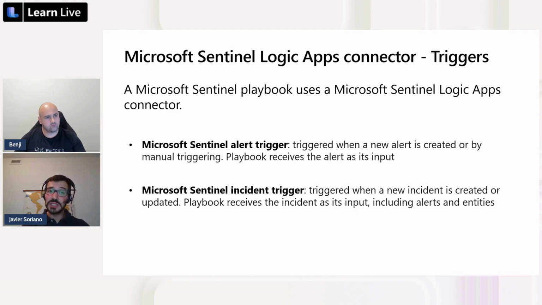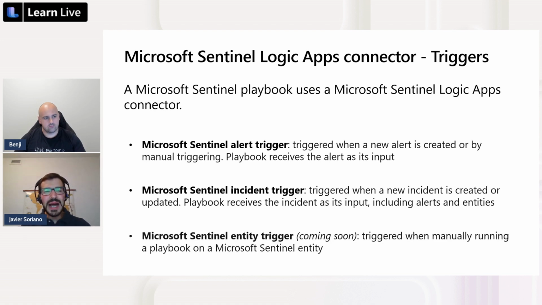Also, we have the Microsoft Sentinel incident trigger. This is triggered when an incident is created in Sentinel or when an incident is updated in Sentinel. The playbook receives, obviously, the incident as its input, including all the alerts and incidents that are part of that. And then we have one that is quite special: the Microsoft Sentinel Entity Trigger that is coming soon. Benji, can you tell us a little bit more about this one specifically?